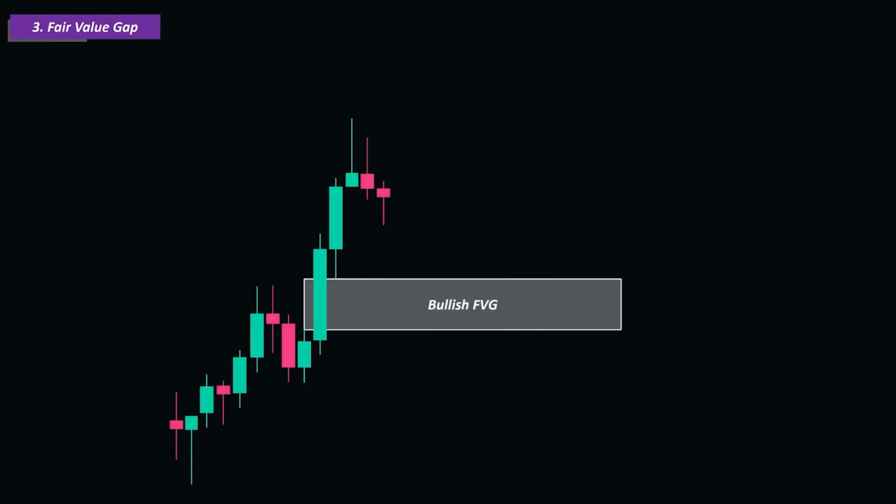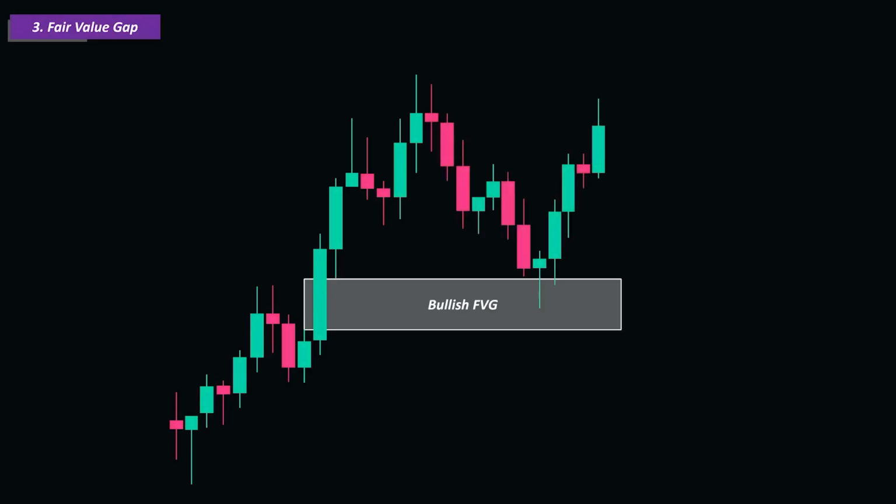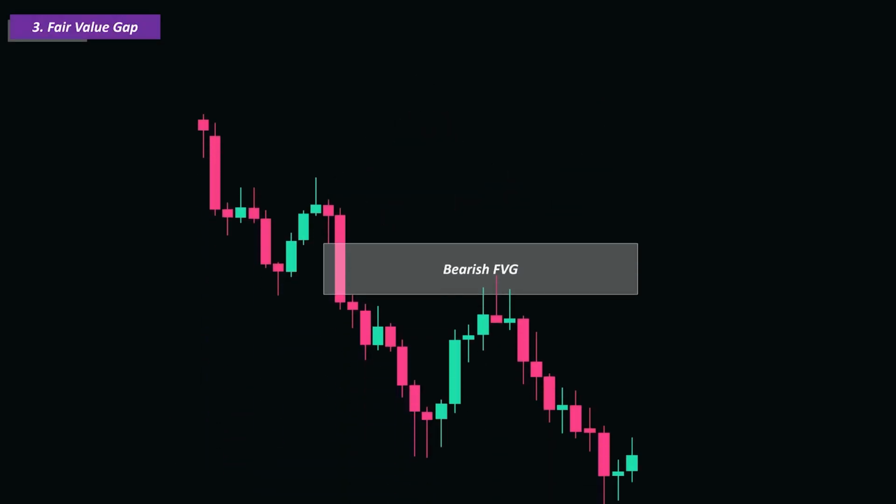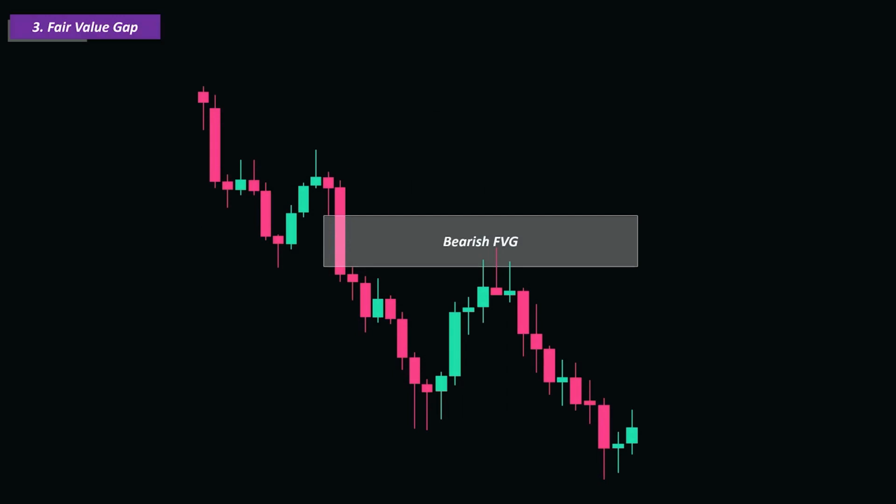Fair value gap. A bullish fair value gap is a space between the upper wick of the first candle and the lower wick of the third candle in a three-candle sequence. It shows a buy-side imbalance, where buying pressure strongly outweighs selling pressure, causing this gap in price movement. Traders often see this gap as an area of interest and use it as a demand zone to go long. The same concept applies to the bearish gap.